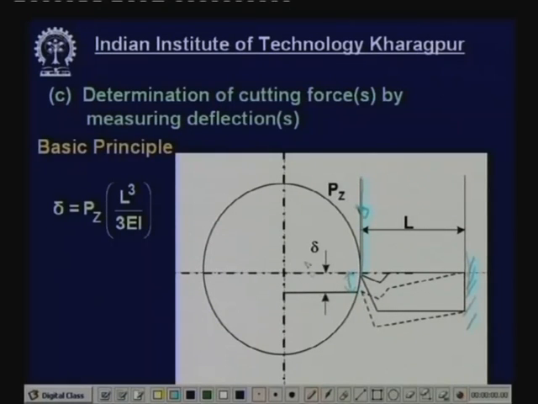Now this delta, if it is a cantilever beam, is equal to Pz, the force, times L cube, where L is the length of the projection or cantilever, divided by 3EI. What is E? E is the property of the material of the beam, that is Young's modulus of elasticity, and I is the section modulus, the plane moment of inertia of the beam. Therefore, we can measure Pz in terms of delta, provided we know the other parameters L, E, I. These have to be known. Then Pz can be determined from the deflection delta.